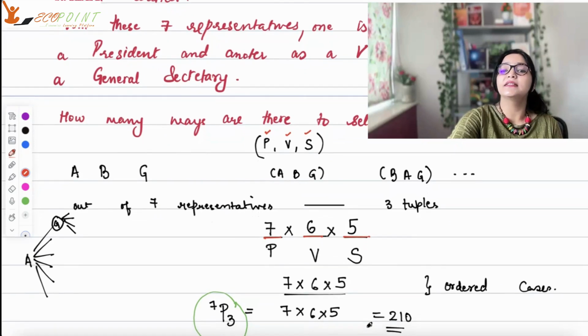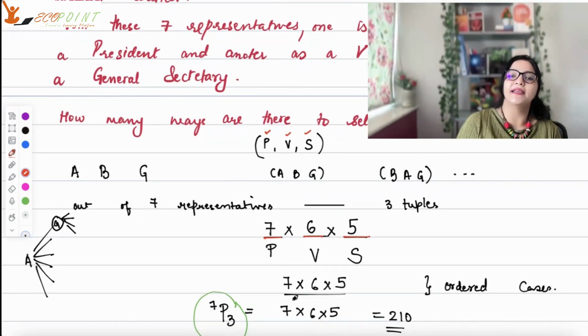This is the case where order will make a difference, because say I am Vidhi, I am the president. In one of the cases, I am the president.